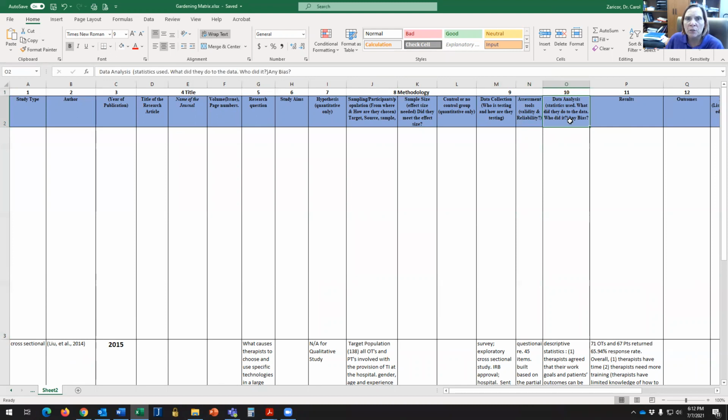Then number 10 is your data analysis. What statistics did they use? And on this, you don't have to be specific about the statistics. Just, was it descriptive statistics? Were they comparing different things to each other? Just try to understand the statistics as much as you can and just describe it.